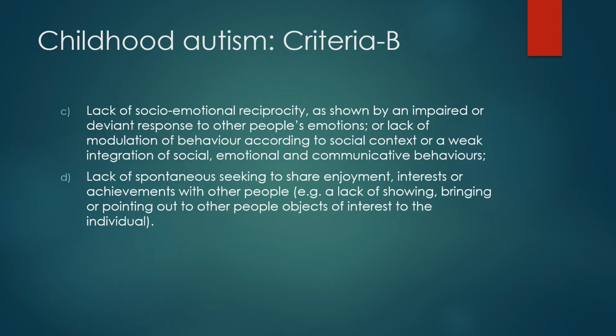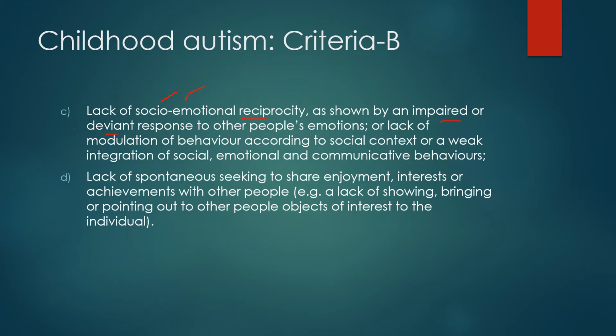Number 3, or C, lack of social emotional reciprocity. So this is interaction when one person is trying to emotionally interact with you. You respond in a very appropriate way, as shown by an impaired or deviant response. So what happens if somebody is suffering with autism? Their response is either impaired or deviant to the normal interaction, emotional interaction, to other people's emotions.